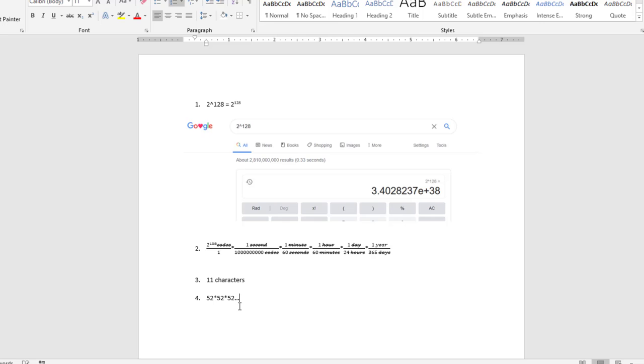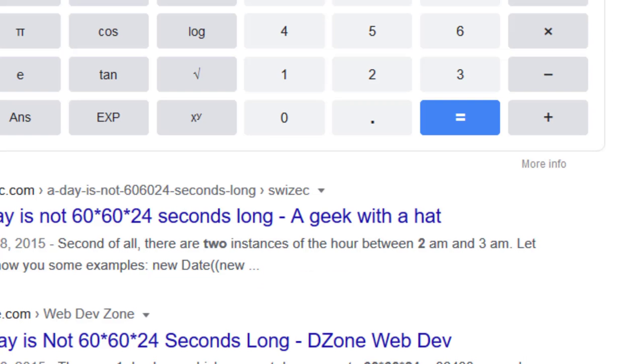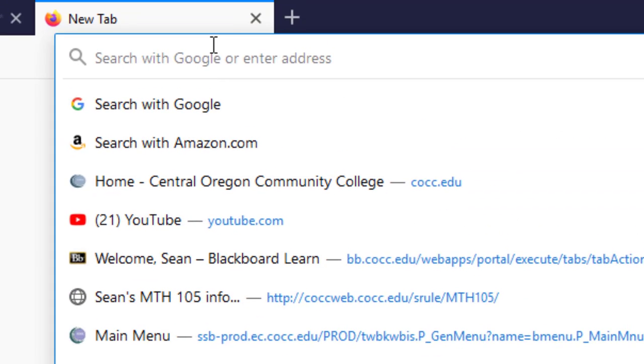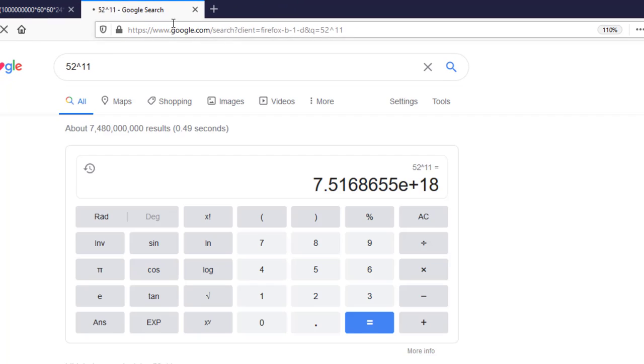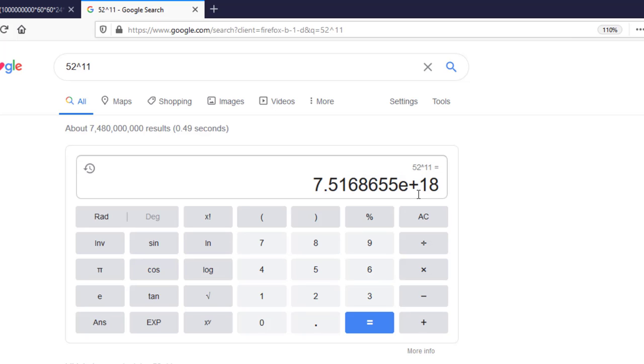And you know what? Rather than write it like that, let's write it as 52 to the 11th power, which you can also write if you want to use the superscript idea, 52 to the 11th power. And if you want to know how big that number is, again, Google is your buddy. 52 to the 11th power. So that is a slightly smaller number than over here, thankfully. A little bit easier to deal with.